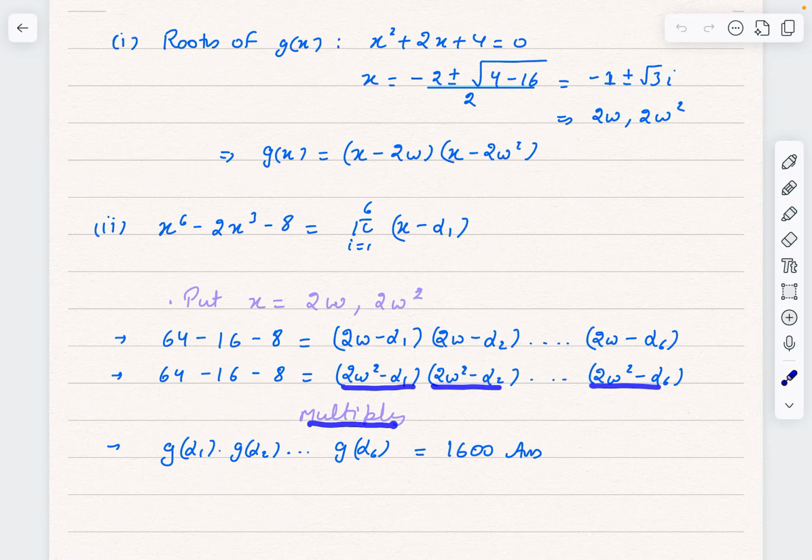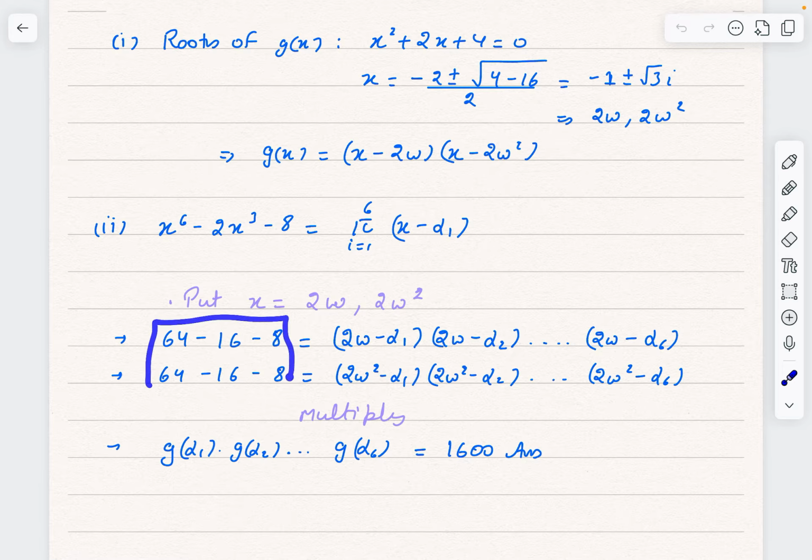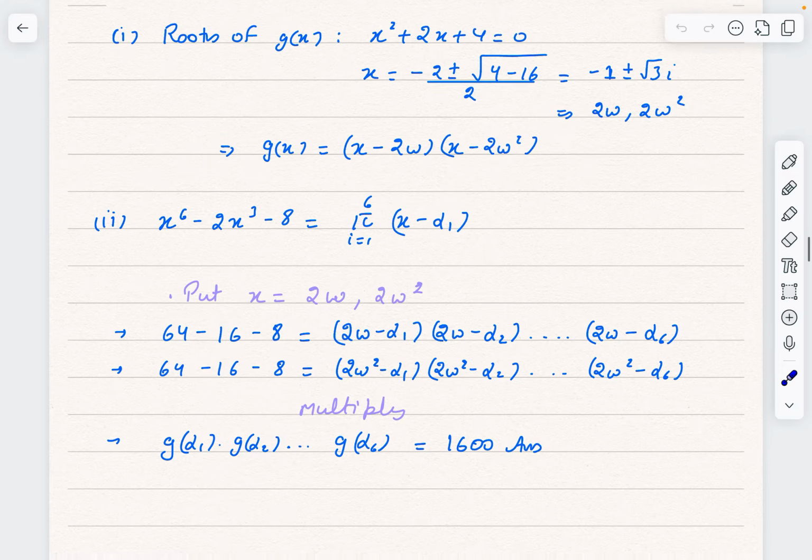When you multiply these two, you will see this comes out to be g of alpha 1 times g of alpha 2 up to g of alpha 6. And this I think will be 40, so 40 square will be 1600. That's all. Next problem.